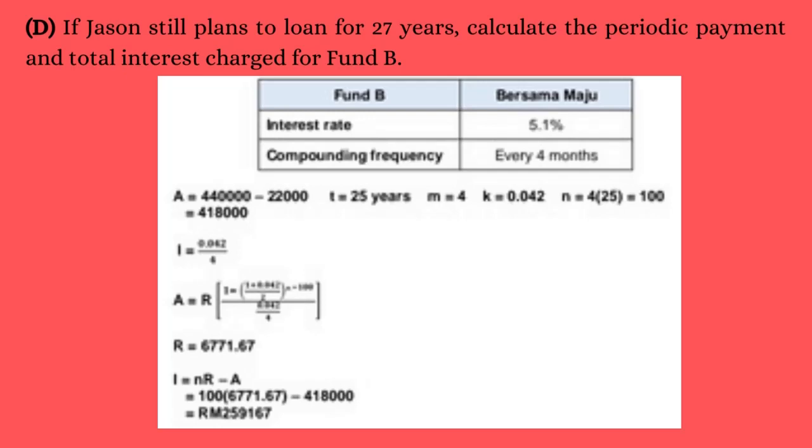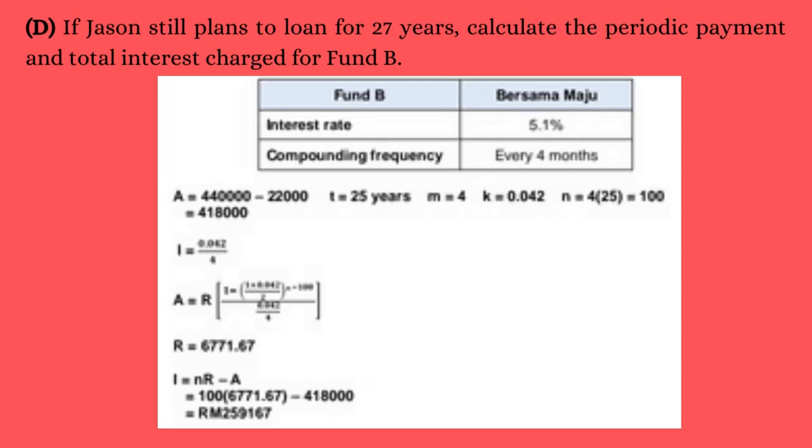So I is 0.042 over 4, and then A equal R, open the bracket, 1 minus the bracket 1 plus 0.042 over 4, close the bracket, this power is negative 100, and then over 0.042 over 4, and then close the bracket, and then R, this answer is 6771.67.